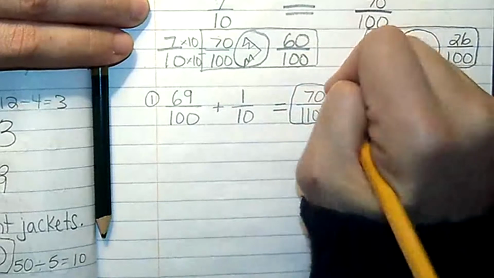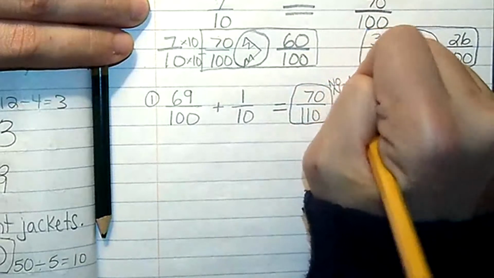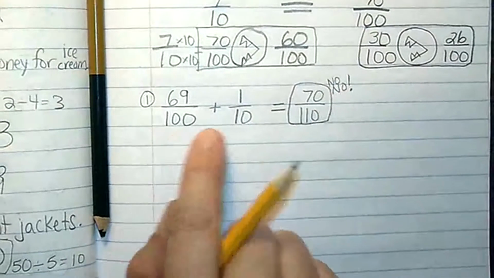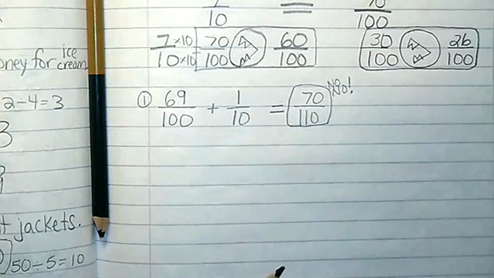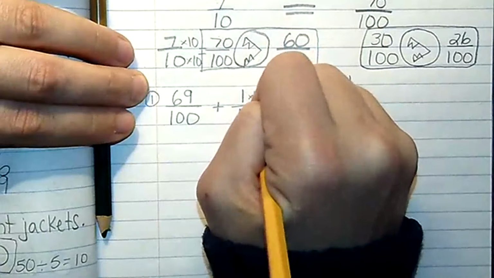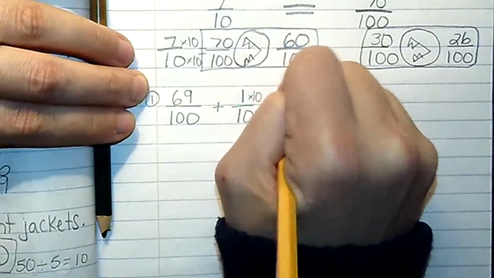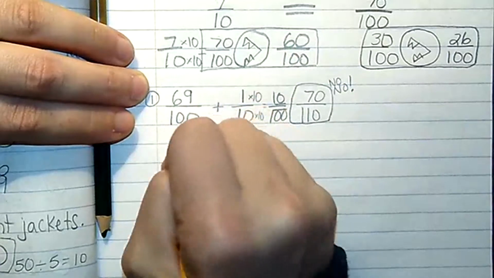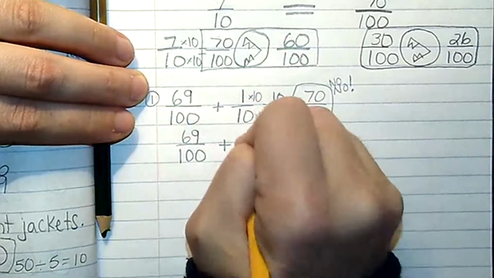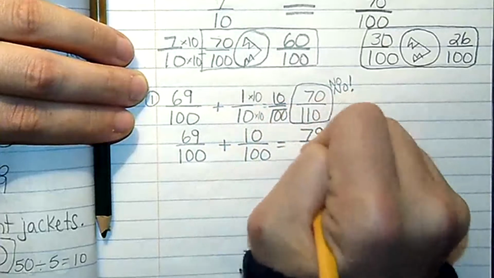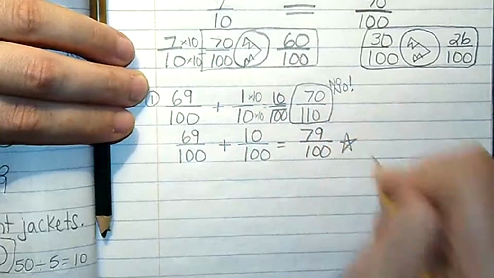But this is what we call a no-no. No, you don't want to do that. We can't add hundredths plus tenths. We have to change one of the denominators so that we have equal denominators. So if I multiply by 10 on top and multiply by 10 on the bottom, I end up with 10/100. I'm going to rewrite it down here so it doesn't get sloppy. 69/100 plus 10/100 equals 79/100. And this is the right answer.